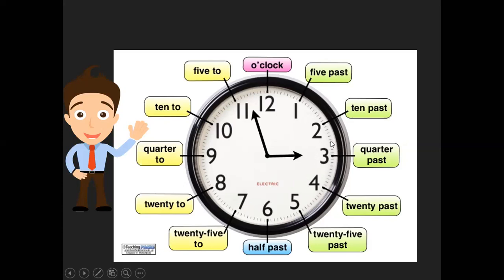Therefore, that is 3 on the clock. Then half past, which is 30 minutes, is on the 6 on the analog clock. And quarter to, which is 15 minutes before the given time, is on the 9 of the analog clock.